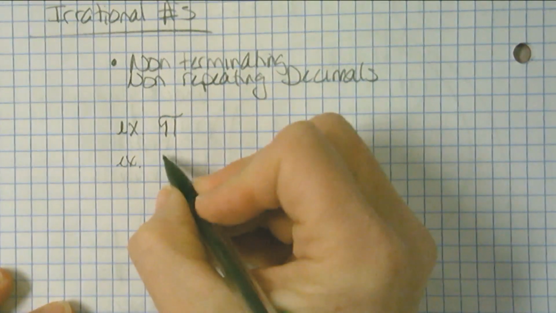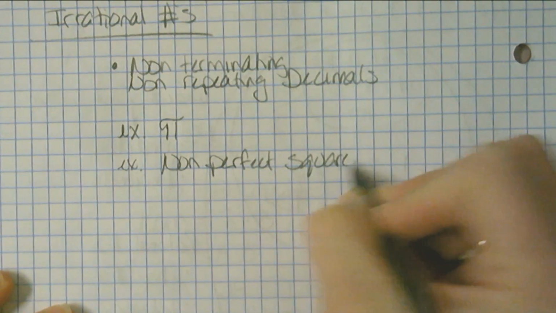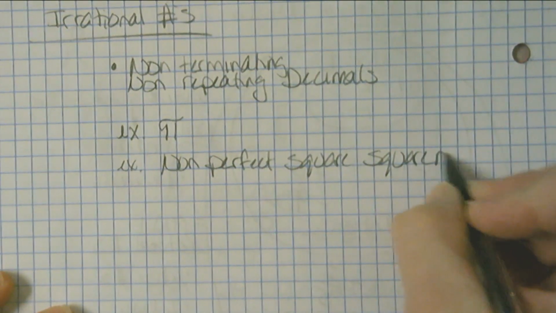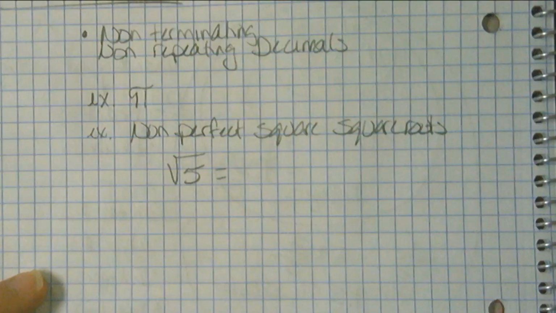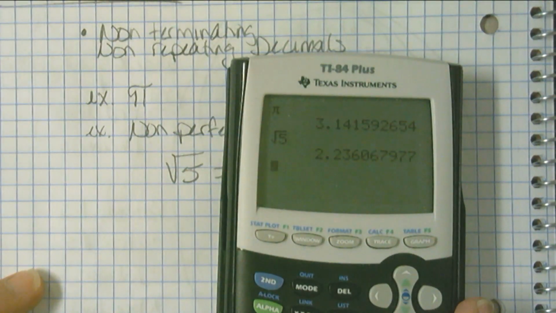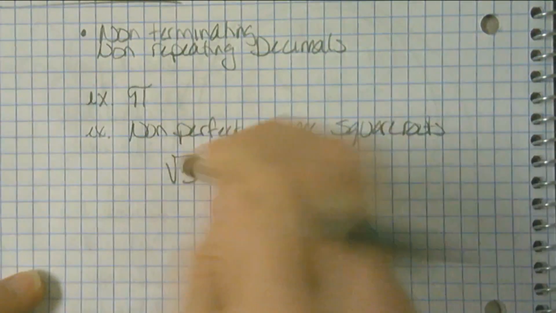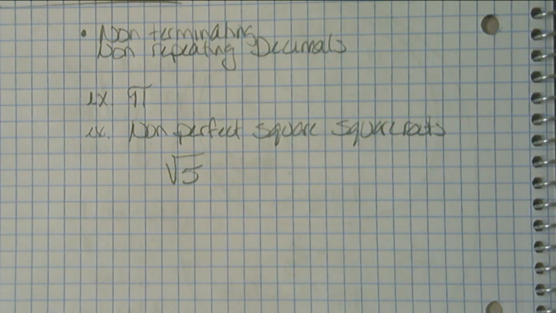Another example are any non-perfect square roots. So if I take the square root of 5, well, 5 is not a perfect square. So if I type into my calculator square root of 5, I get a non-terminating, non-repeating decimal. All right, so non-perfect square roots. All right, so I don't want to ruminate too much on irrational numbers. We're going to deal with rational numbers.